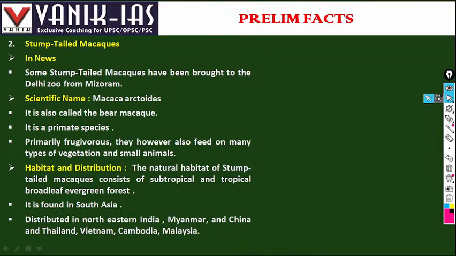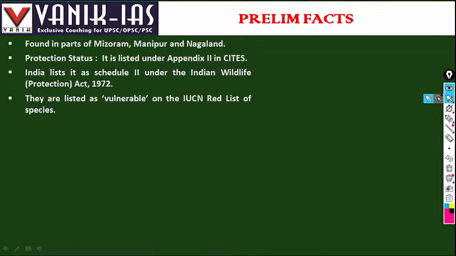Habitat and distribution. The natural habitat of the stump-tailed macaque consists of subtropical and tropical broadleaf evergreen forest. It is found in South Asia, distributed in northeastern India, Myanmar, China, Thailand, Vietnam, Cambodia, and Malaysia. Found in parts of Mizoram, Manipur, and Nagaland. Protection status: listed on Appendix 2 of CITES, the Convention on International Trade in Endangered Species. In India it is listed as Schedule 2 under the Indian Wildlife Protection Act 1972. They are listed as vulnerable on the IUCN Red List.